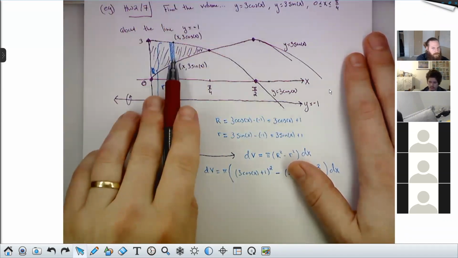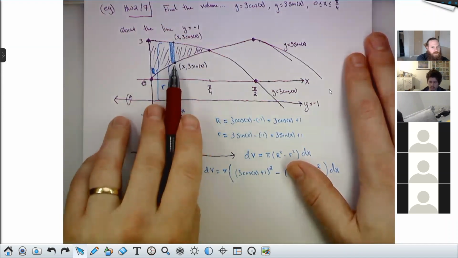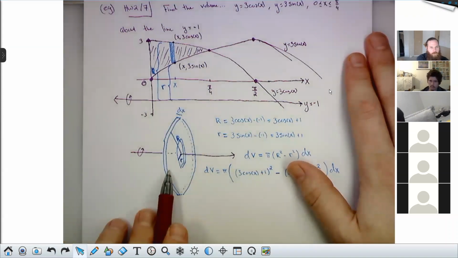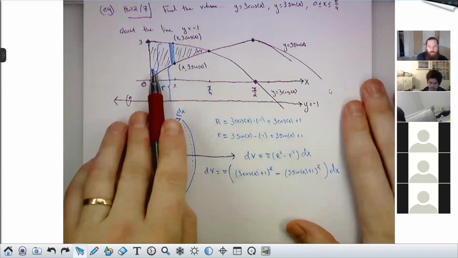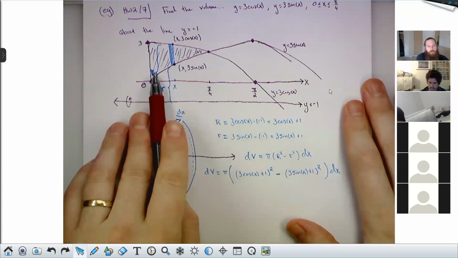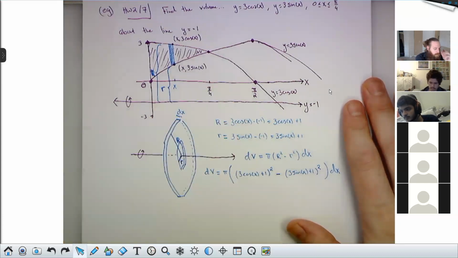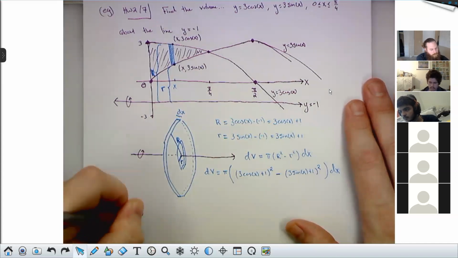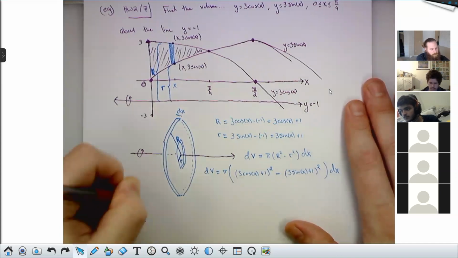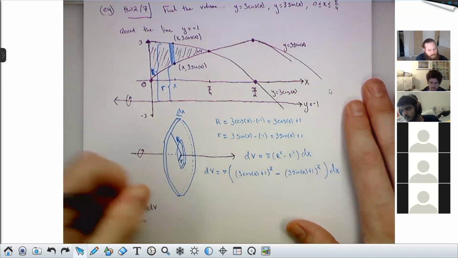So you always have to imagine the strip sliding through your region. For every location that this strip could be at, you have another little washer, and your solid comes from stacking all those washers. So our bounds are always the smallest x or maybe y value, depending on how the problem is set up in your region, to the largest x or maybe y value in your region, depending on the problem. So V is the integral from x equals 0 to x equals π/4 of dV.